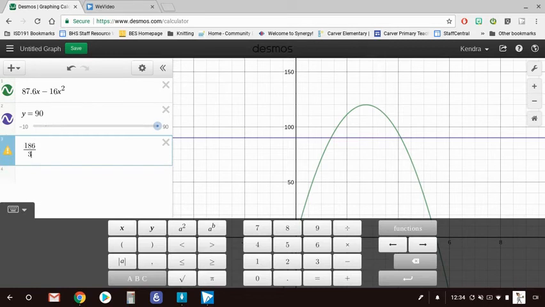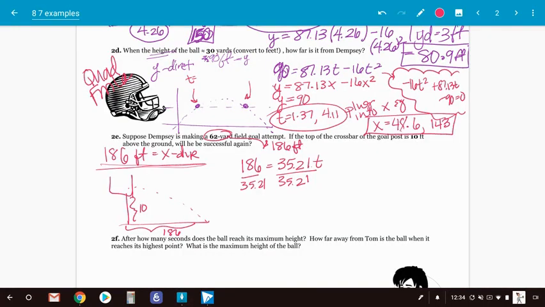86 divided by 35.21, and I got 5.28 seconds. Okay, so that's how long it's going to be in the air, 5.28 seconds, before it is 186 feet away. Now I need to plug that into my y equation and determine, will it be taller than 10 feet?